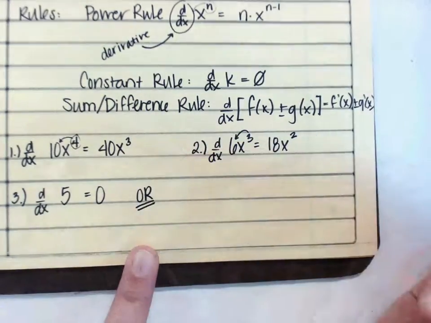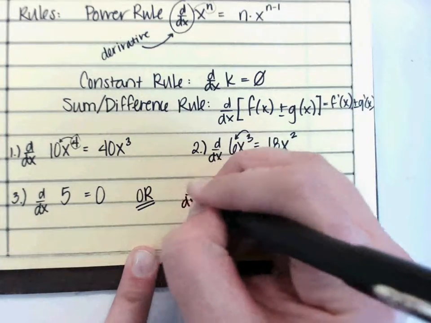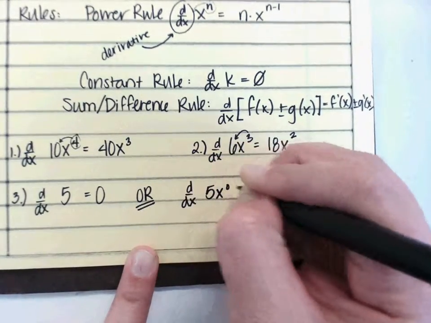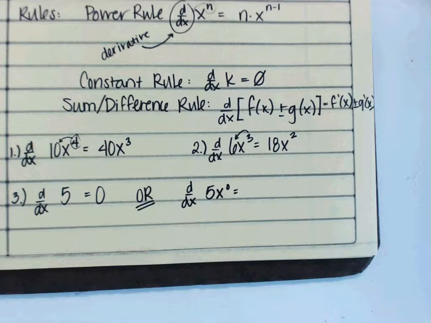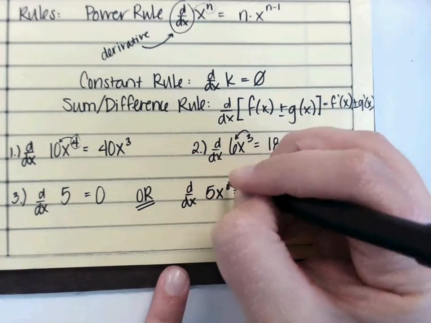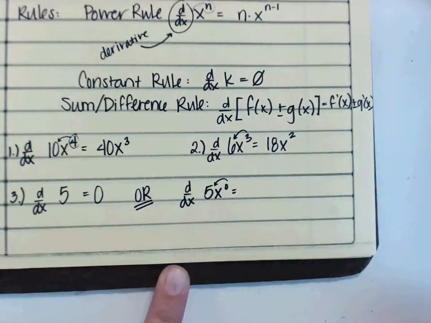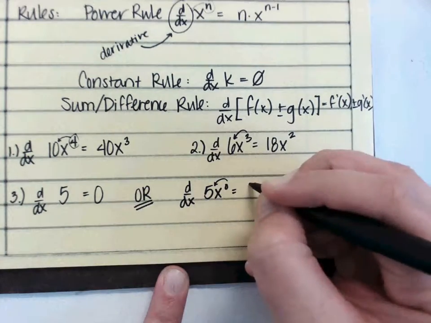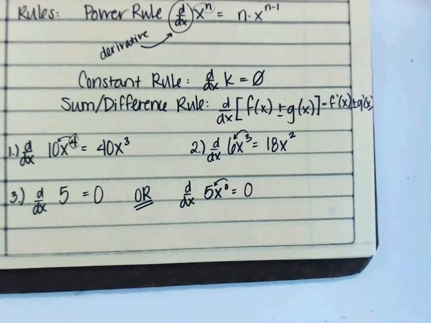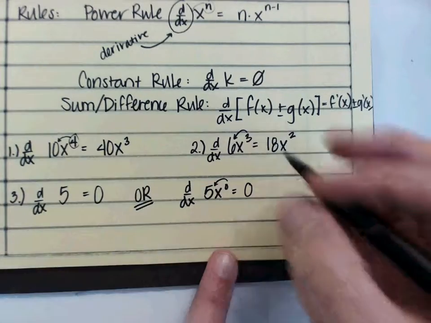I could take my 5 and give it an x to the 0 behind it and do power rule on it. So think about it. X to the 0 is really just a 1. So if I need an x there, I make it x to the 0. And then what happens when I times this power down? 0 times 5 is 0. And then no matter what x is to, if I'm timesing it by a 0, it's going to come out to be a 0 at the end.